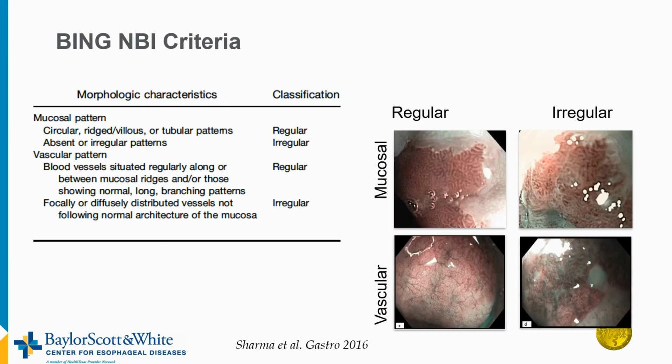We can identify areas of suspicion that we'd want to target by using the Bing criteria. This is looking at the mucosal patterns and the vascular patterns and simply classifying them as regular or irregular. Those areas that are irregular mucosal patterns or irregular vascular patterns can be targeted for tissue acquisition, and then the remainder of the segment can be biopsied with Seattle protocol biopsies.